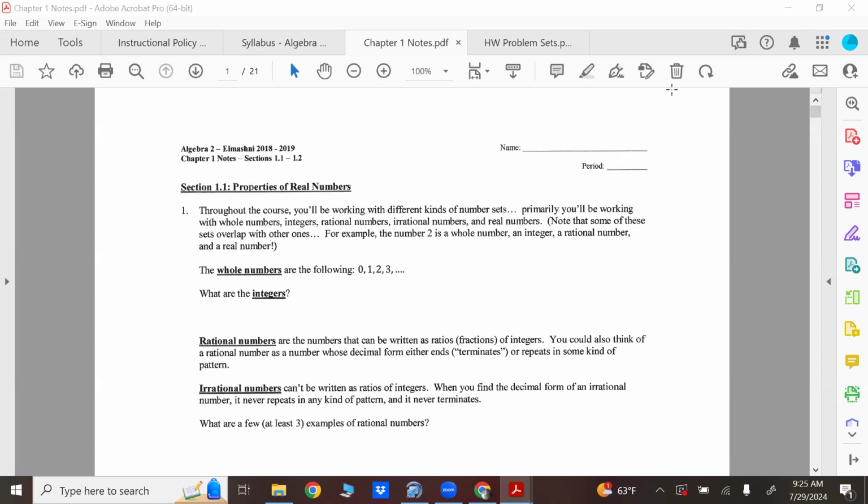Yeah. So anyway, some of these sets will overlap with each other. For example, the number 2 is a whole number, an integer, a rational number, and a real number. Before I get into all those different categories, let's have a quick overview of whole numbers. So whole numbers are just numbers that are whole. There's no decimal, there's no fraction.